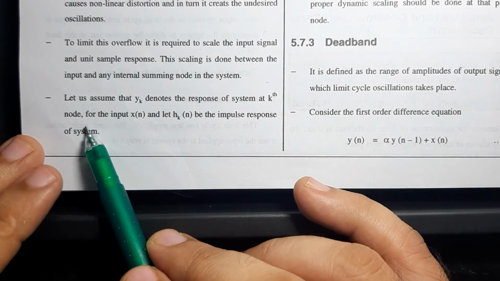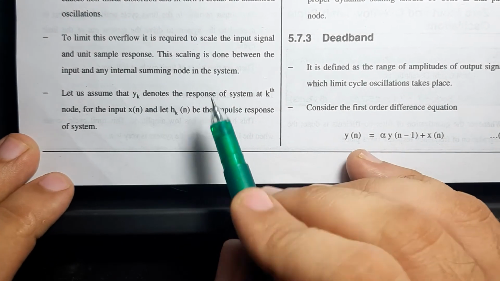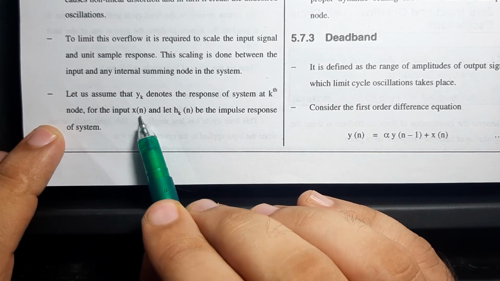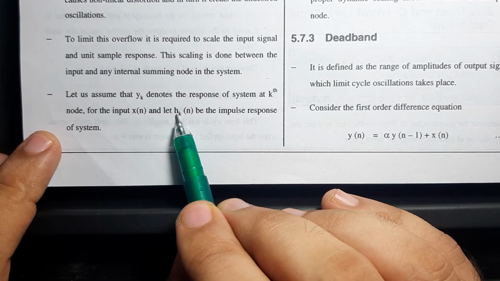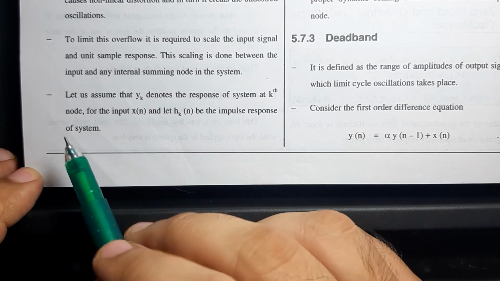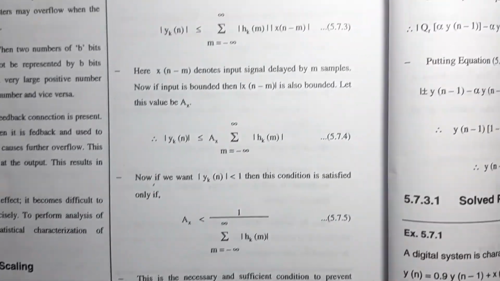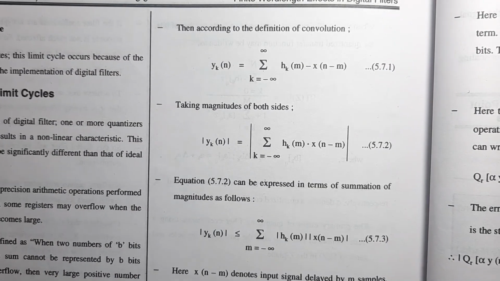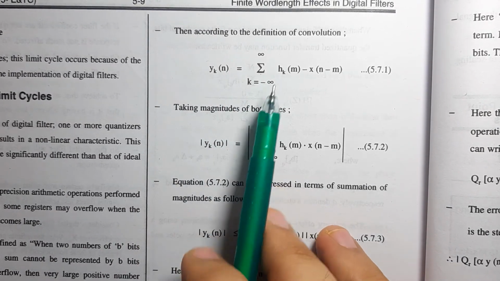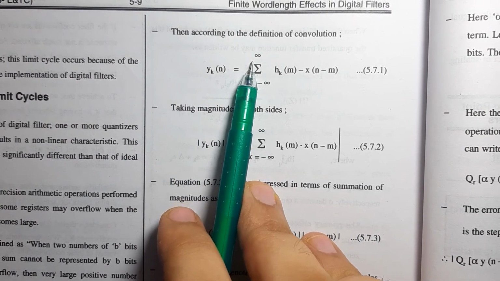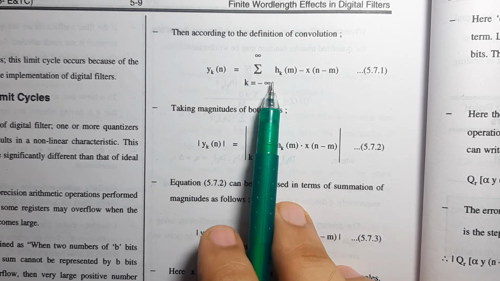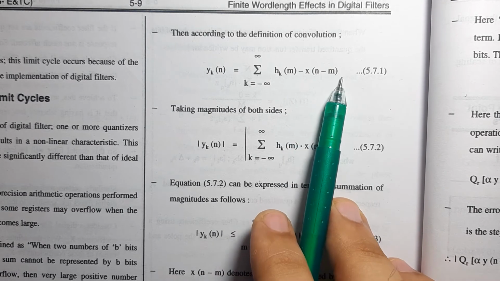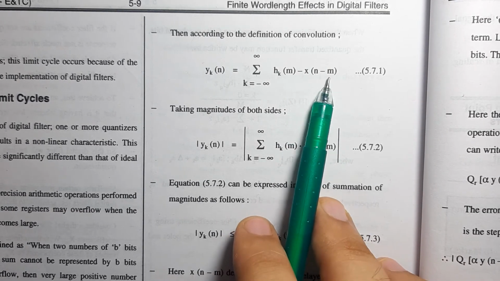Now let us assume that y_k denotes the response of the system at the kth node, that is at a certain node, for the input x(n), and let h_k(n) be the impulse response of the system over here. Then according to the definition of convolution, y_k(n) is given as the summation over m from minus infinity to infinity of h_k(m) x(n-m), that is, up till a certain previous value, a past input over here.